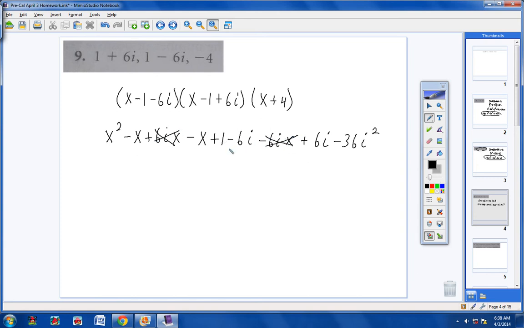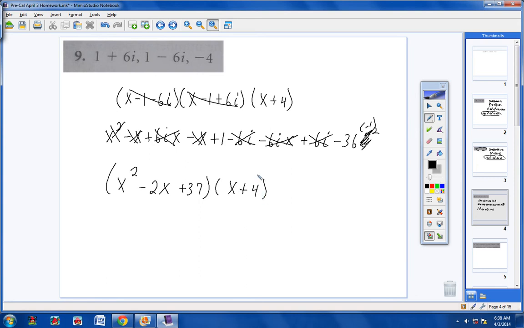Your 6ix's cancel out. Your 6i's cancel out. And then this i squared here is really a negative 1. So we're going to end up with a positive 36. So it looks like the simplification looks like this. x squared, cross that off, minus 2x, and then a positive 1 and a positive 36 would be a positive 37. So I multiplied these two groups together, and now I'm going to bring down my x plus 4.